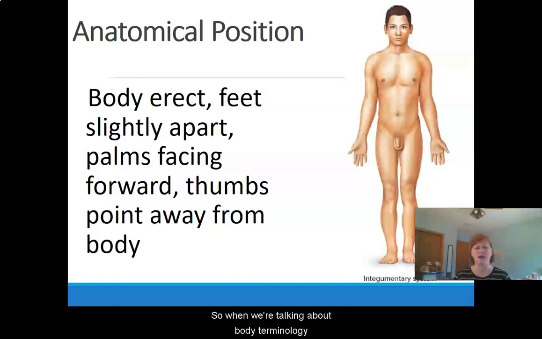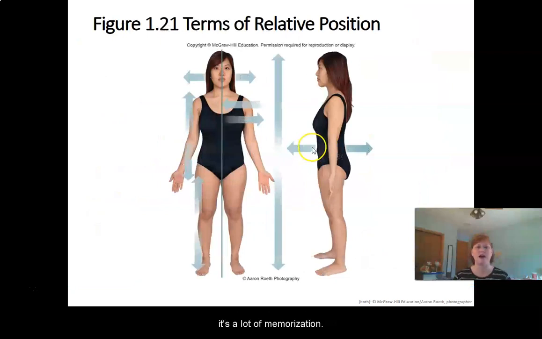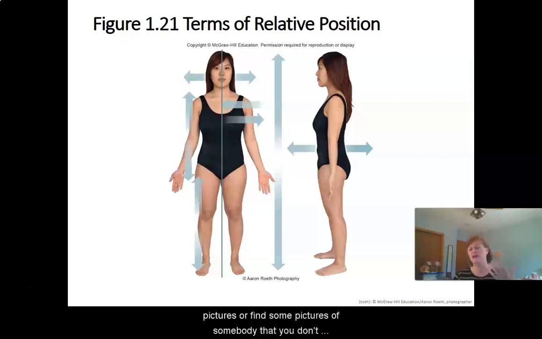So when we're talking about body terminology, it's a lot of memorization. So you're just going to spend some time memorizing a bunch of terms, and I recommend print off some pictures or find some pictures of somebody that you don't mind looking at. Maybe it's your kids, your significant other, pictures of yourself, doesn't matter to me, and just make a bunch of lines and arrows going to all of the different surface anatomy, tape it to your bathroom mirror, and practice every time you're in the bathroom brushing your teeth, naming the different parts of the body.